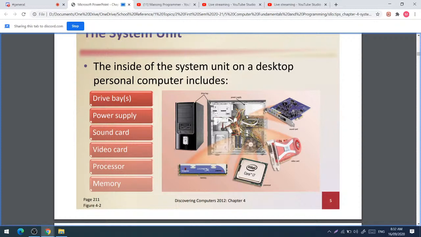Power supply, from the word power supply itself, it converts the AC, take note it converts the AC supply, yung alternating current po natin, yung nanggagaling sa outlet. That is a 220 volt po kasi. 220 volt. So, kino-convert na po yung 220 volt into this DC power supply.